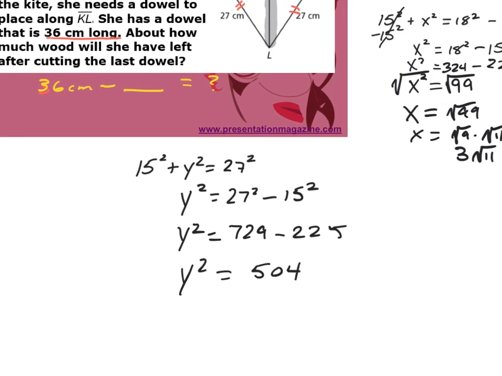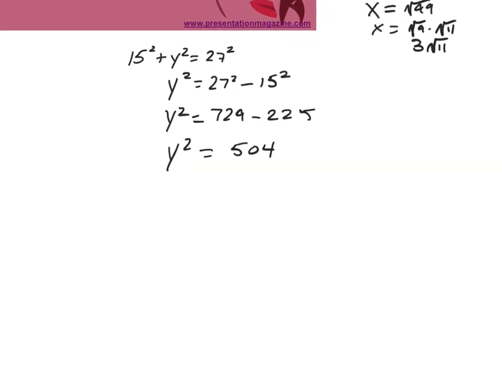That gives us 504. All right. Then square root. Okay, and this is the place where everybody starts to groan.